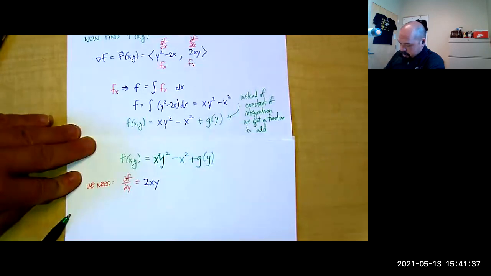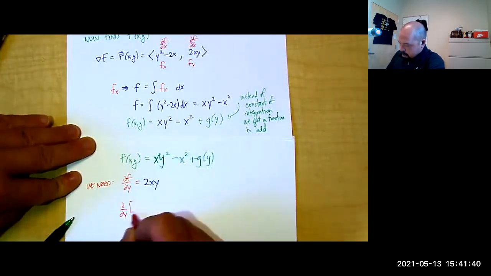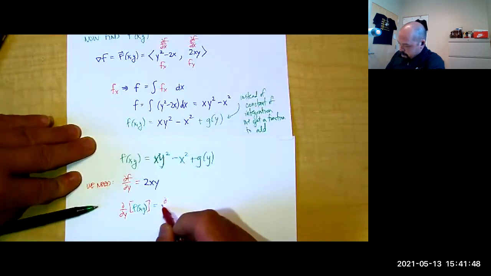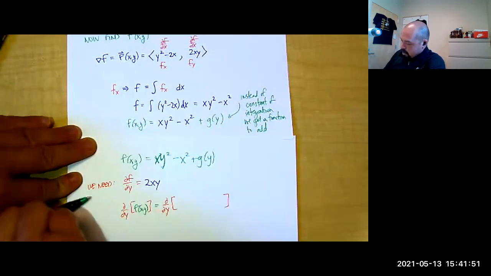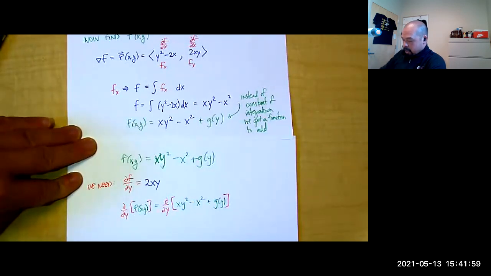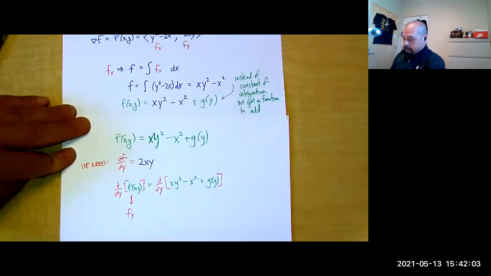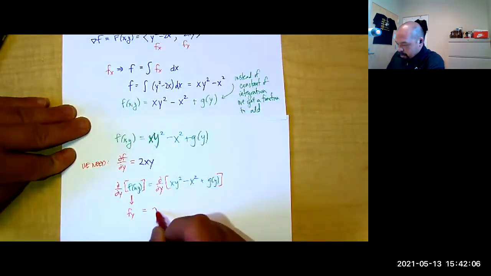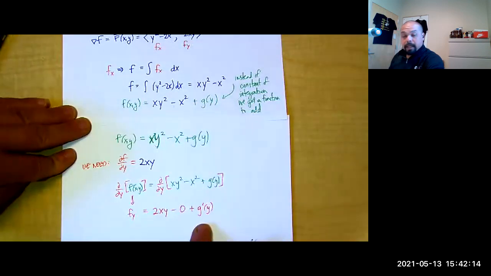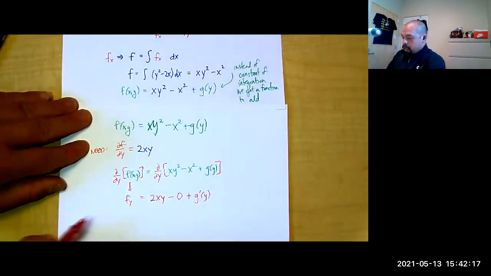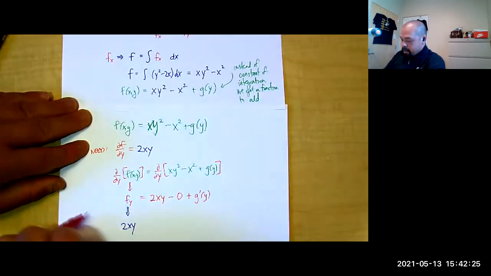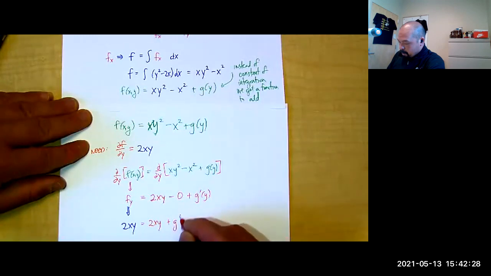Okay? So in that case, taking my partial with respect to y of our function, xy squared minus x squared plus g of y, we're going to get here f sub y is equal to, now taking my derivative with respect to y, 2xy to the first minus 0 plus this g prime of y, whatever that might look like. And so that f sub y, that partial, was supposed to be 2xy, equaling 2xy plus g prime of y.